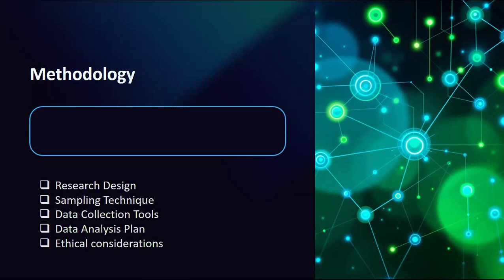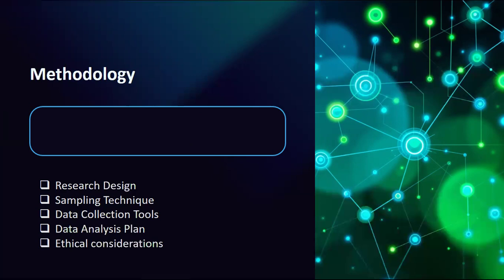When it comes to the methodology, you look at the research design. You state which research design you are using. You can also look at your research approach. You look at your sampling technique, your sample size, the population of your study. All of these should be stated.